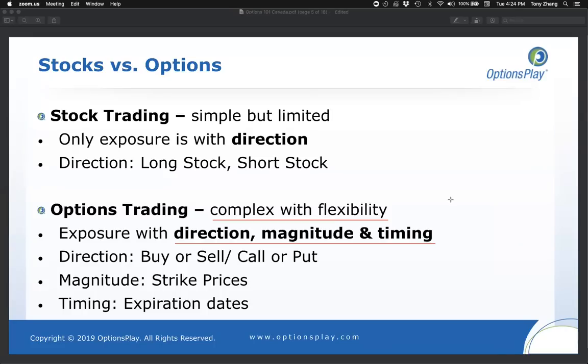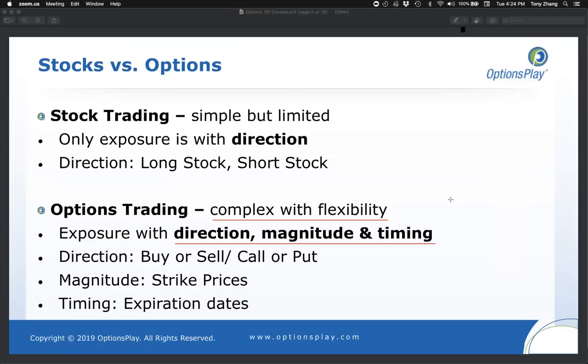And lastly, timing. Because when you trade a stock, it doesn't matter whether you hold on to that stock for a day or a year. If it goes up 10%, you make 10%, regardless of how much time it takes. With options, there's a timing component built into it. So you have a lot more complexity, which at the end gives you a lot more flexibility as a result of that. So with the stock, you can go long the stock, you can short the stock.